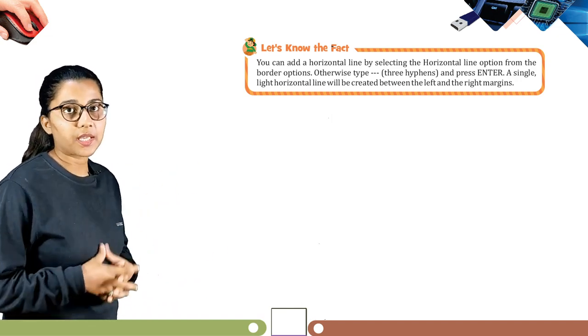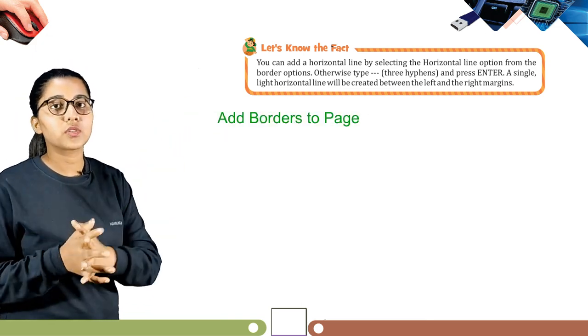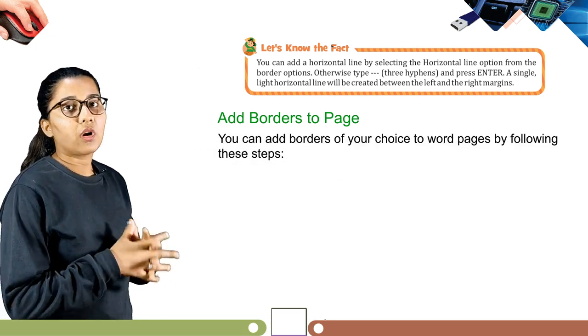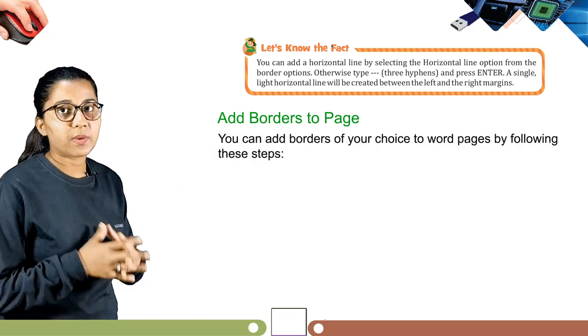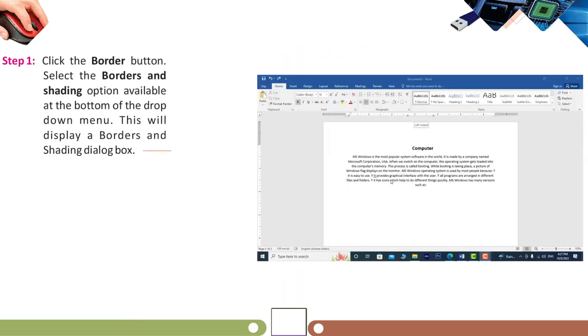Now our next topic is add border to page. How will you add borders to a page? Let's learn about it. You can add borders of your choice to Word pages by following these steps. So our step 1 is select the border and shading option available at the bottom of the drop down menu. This will display a border and shading dialog box.